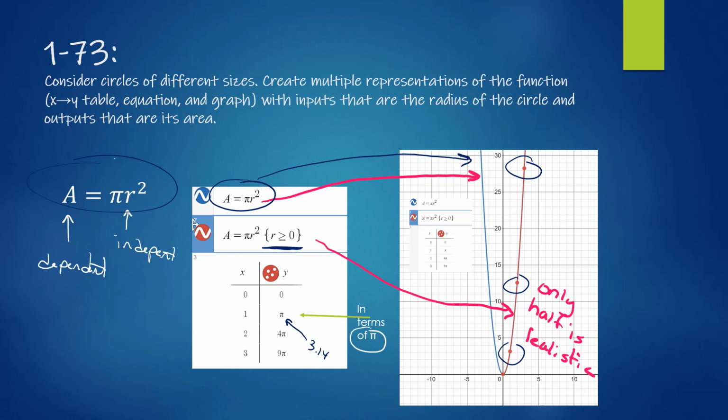And by the way, this right here is a great way to set domain and range restrictions in Desmos. All you need is the curly bracket after the equation, and it will only draw what you want to see. So that helps a little bit. That's what the red is. It's just half of a parabola. Okay, moving on.